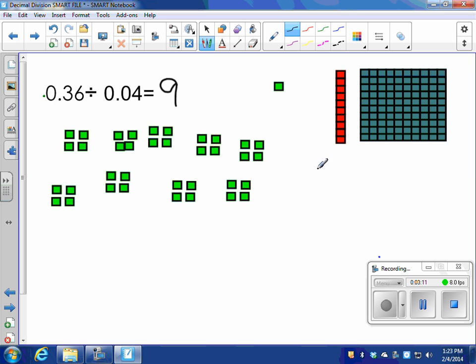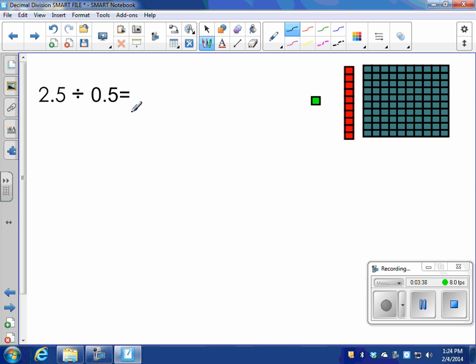And I can prove that by using multiplication. If I multiply 4 hundredths by 9, I know that 9 times 4 gives me 36. I have 2 decimal numbers in my problem, so I need to have 2 decimal numbers in my answer. So the answer to this multiplication problem is the same as my dividend, so I know that my answer is correct. Now, go ahead and make a prediction as to the answer of this problem.